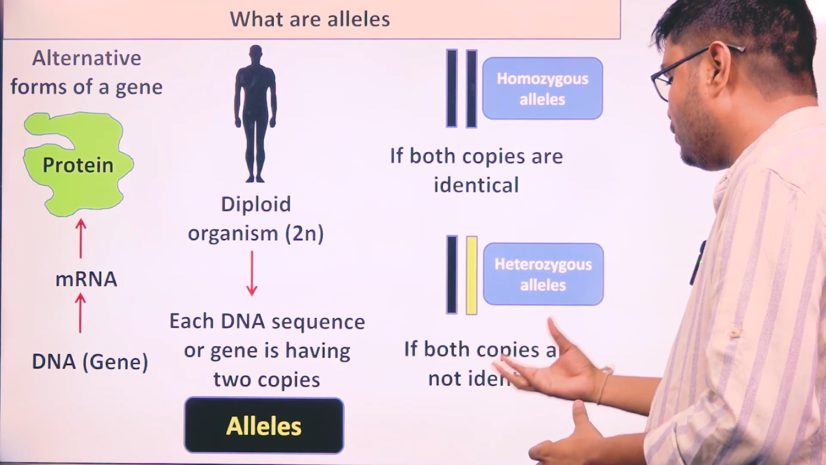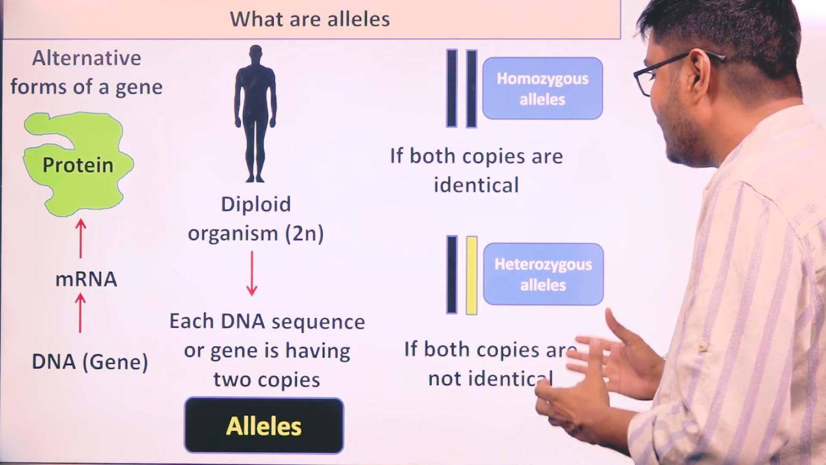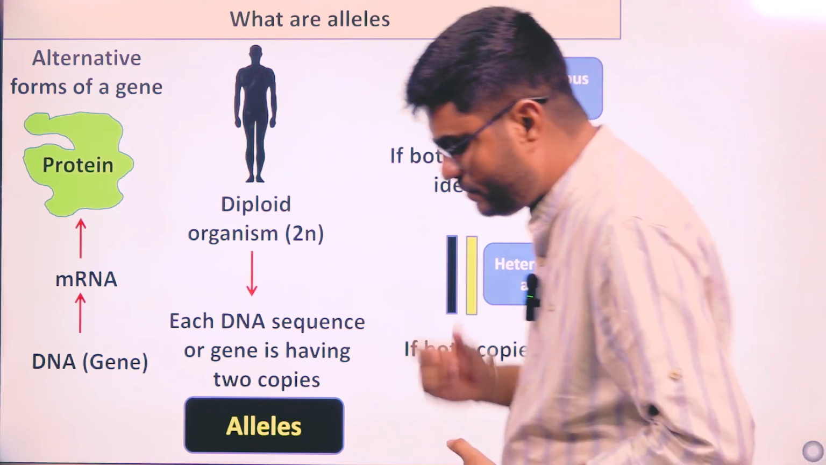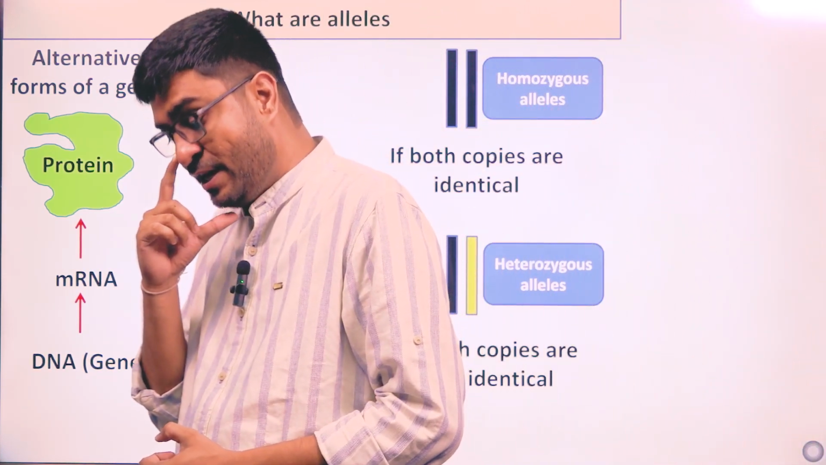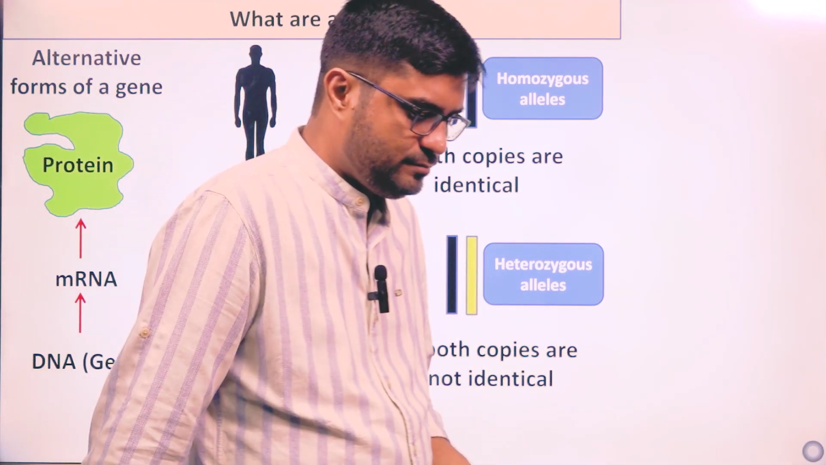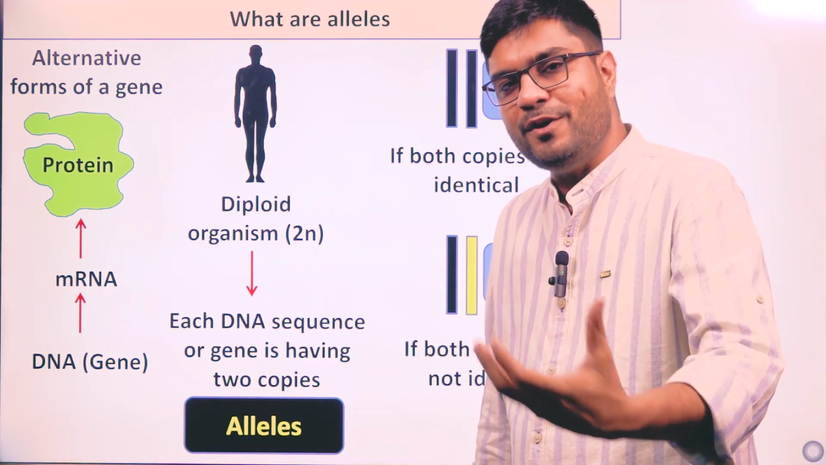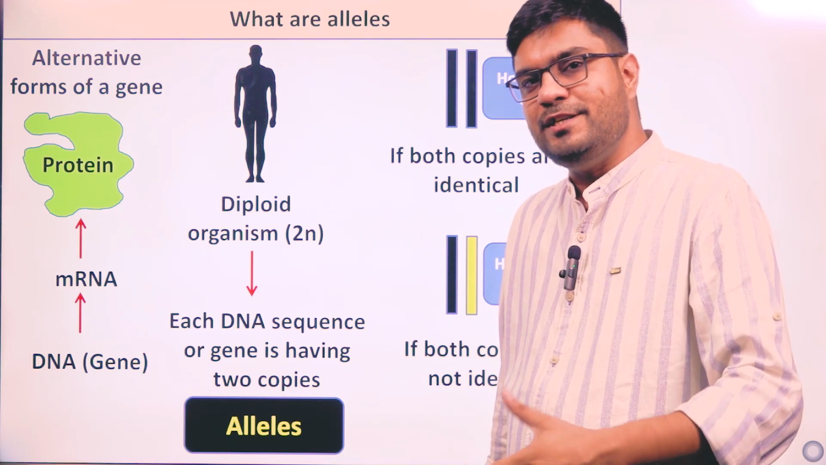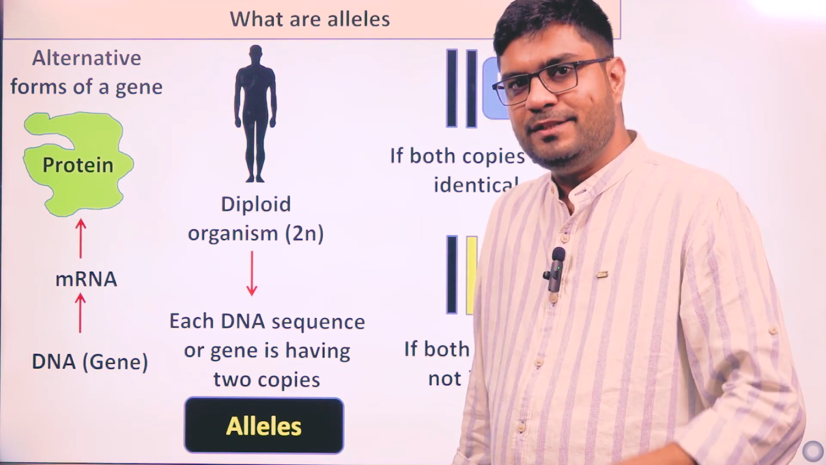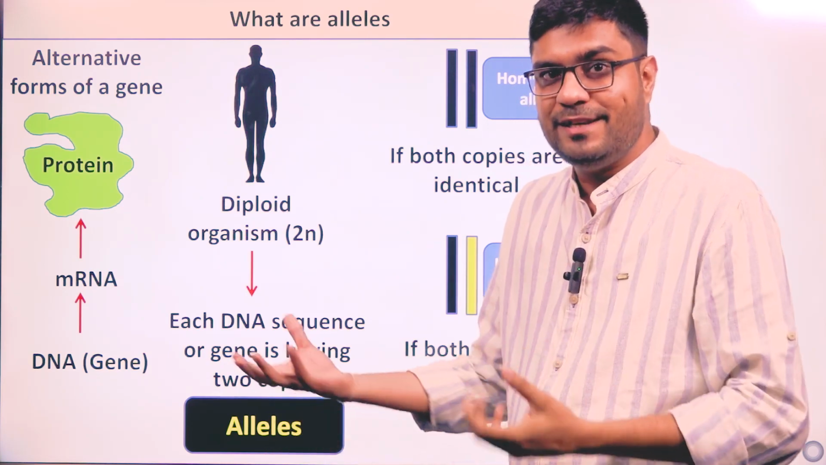And if these two copies are not identical, then we are calling them heterozygous alleles. So again, utilizing genes and proteins, we have reached the definition of alleles also. A gene is going to code for a protein. In a diploid organism, the gene is going to have two copies. These two forms of this particular gene are called alleles.